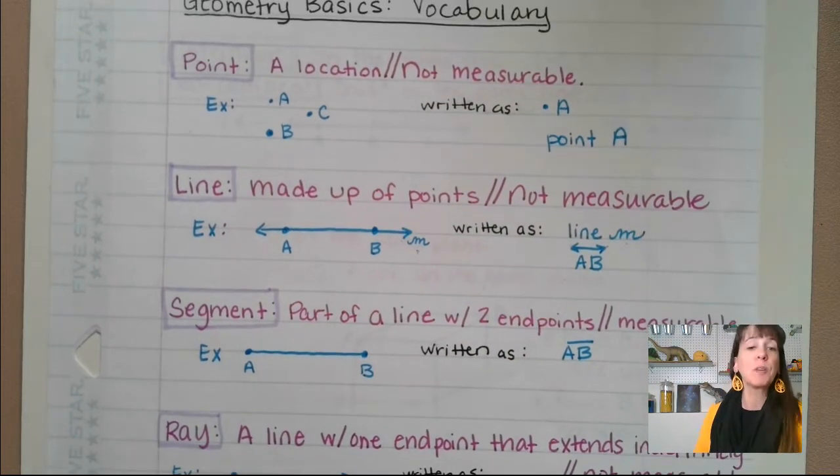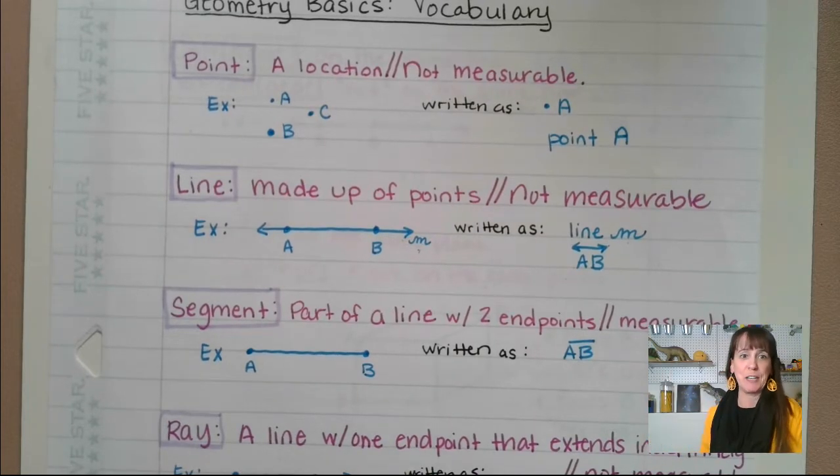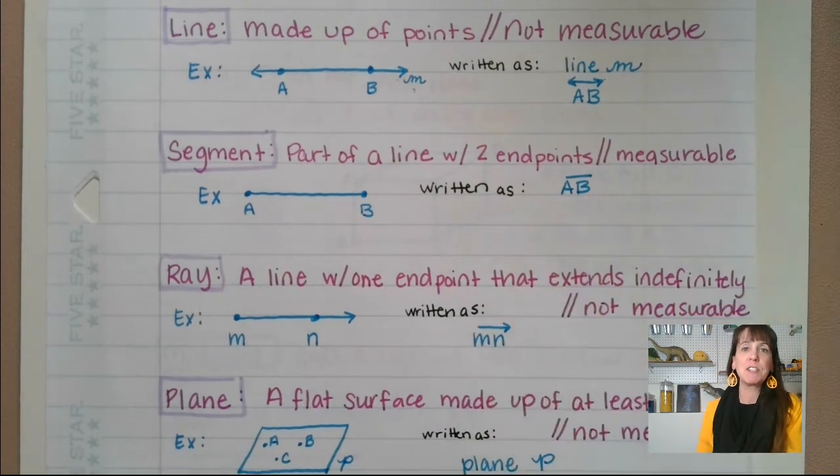Okay, and on that one, it's not measurable because, like I said, it goes on forever in either direction. A segment is part of a line with 2 endpoints. This is totally measurable. You can grab a ruler and measure a line segment because it has one place that stops and another place that stops. How we write that is AB, just like this, with that little notation of a line above it.